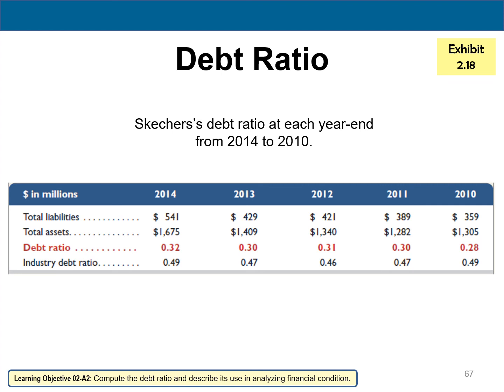Okay. So here's just an exhibit. What they're comparing here is Skechers' debt ratio at each year from 2010 to 2014. If you look at the trend here, the red line debt ratio, it looks like they had a debt ratio of 0.32 in 2014, and they had a debt ratio of 0.28 in 2010. So it looks like it's been slightly increasing over the years. So it depends. Is that a good or a bad trend? I don't know.